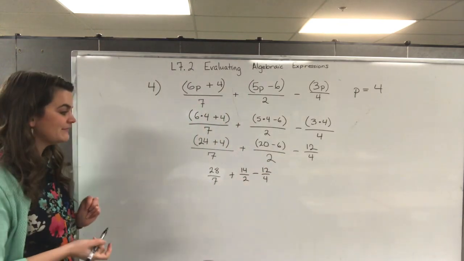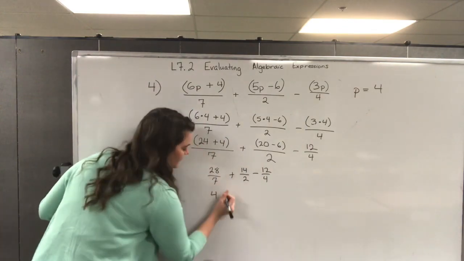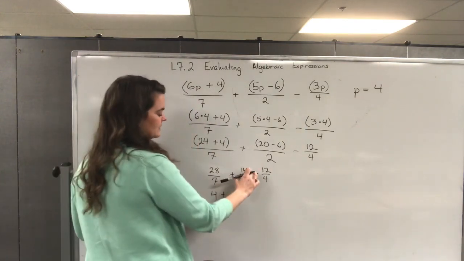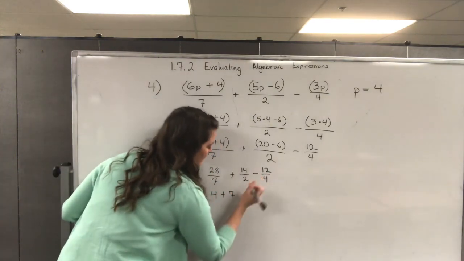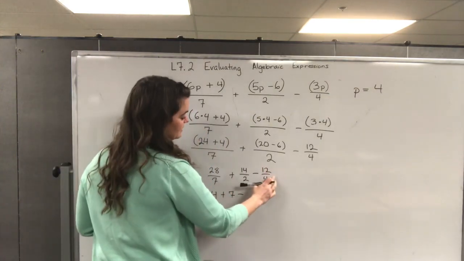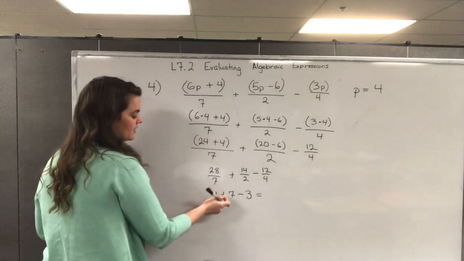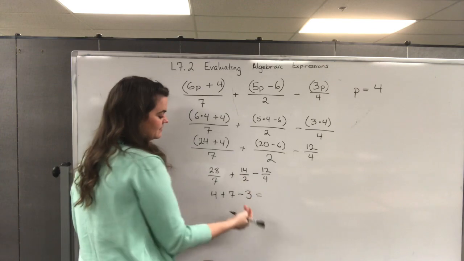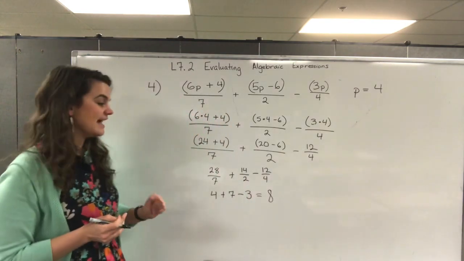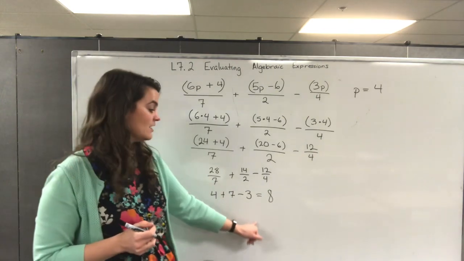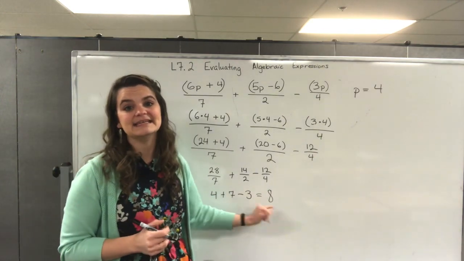I can still simplify this further. So 28 divided by 7 is 4, plus 14 divided by 2 is 7, minus 12 divided by 4 is 3. 4 plus 7 equals 11, minus 3 equals 8. So all of that simplifies, or to evaluate it, we would get 8 as our solution.